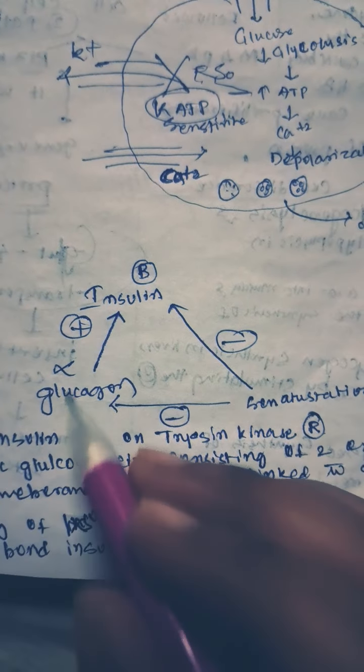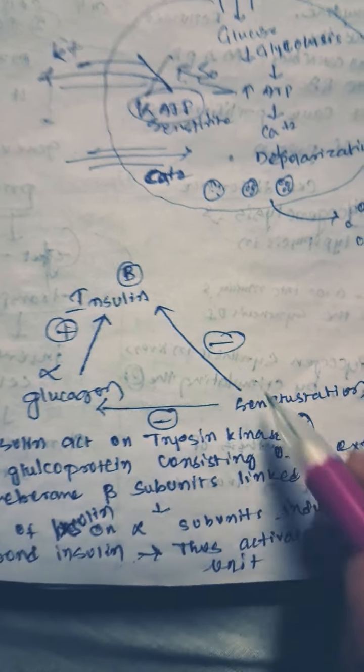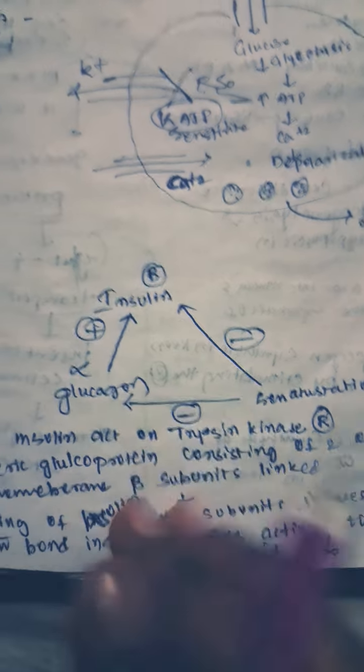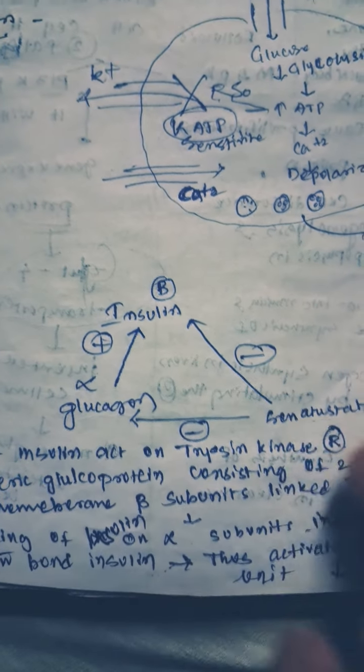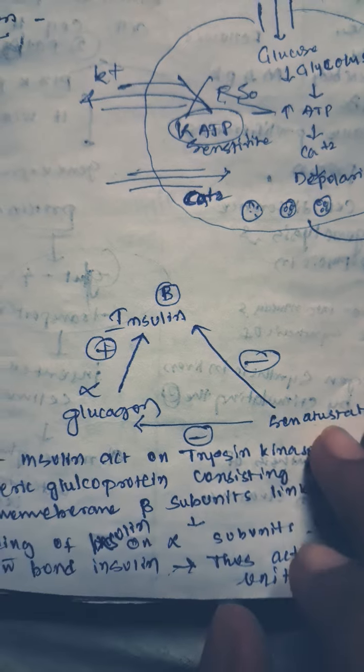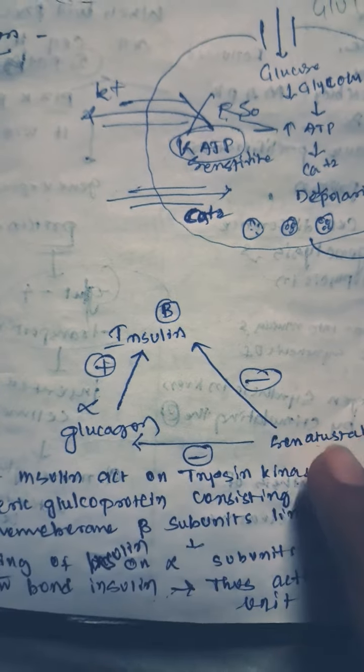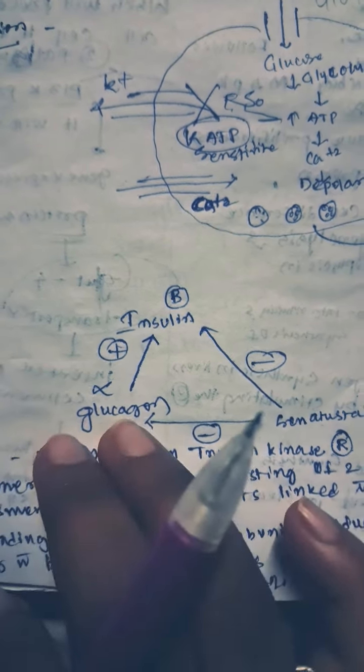Glucagon is from the alpha cells, insulin is from the beta cells, and somatostatin is from the delta cells, right? Glucagon increases the secretion of insulin, and somatostatin inhibits the secretion of insulin and also inhibits the secretion of glucagon. Okay, it's a cyclic reaction.